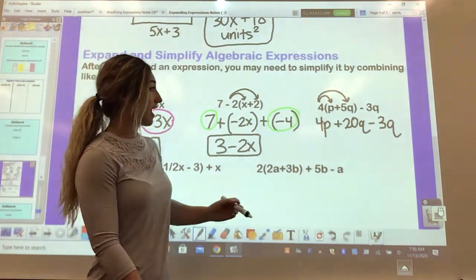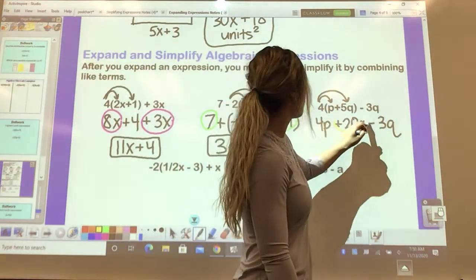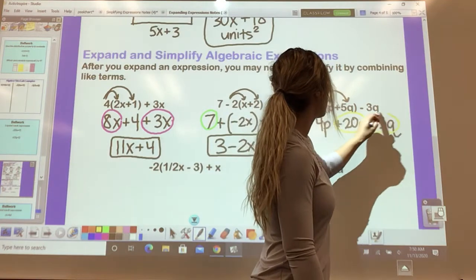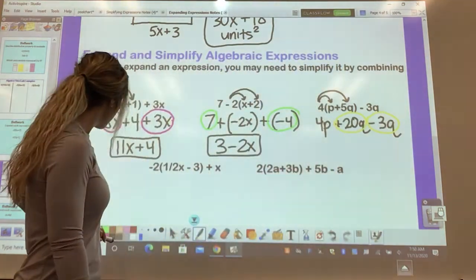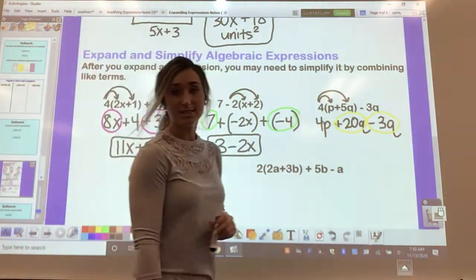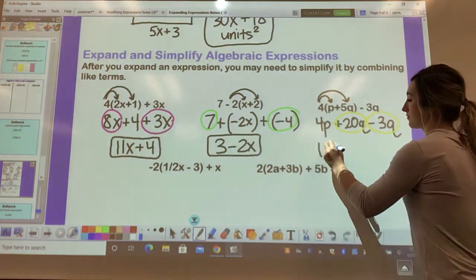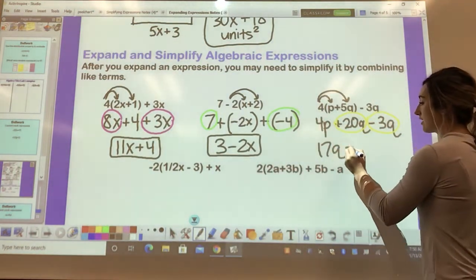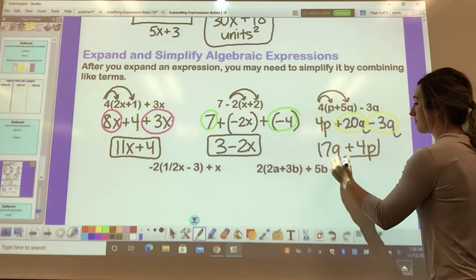And then from there, we have like terms. We have 2 terms with q, so positive 20q and negative 3q can combine to 17q. And then just carry down that plus 4p.